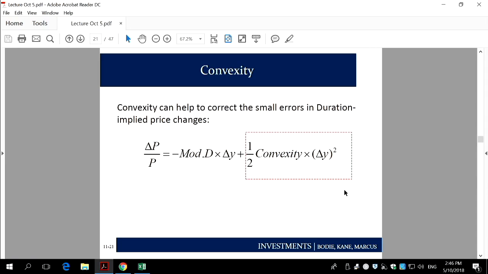Then, once we have convexity, we can more precisely make the correction of the small errors in the duration implied price change. The first term is duration implied price change if you have a delta yield to maturity, right? If you have a change of yield to maturity, the first term is called duration implied price change. But now we have convexity, so we can use convexity to compensate for this pricing error.